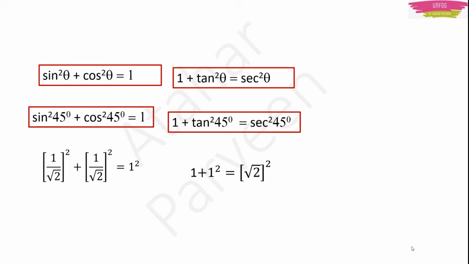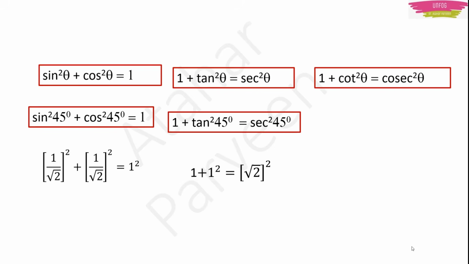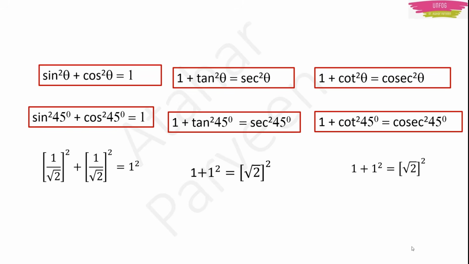Okay. Another important identity: 1 plus cot square theta is equal to cosecant square theta. In the same way I can prove it for this also. Your left hand side will be equal to right hand side. So these three identities are important.